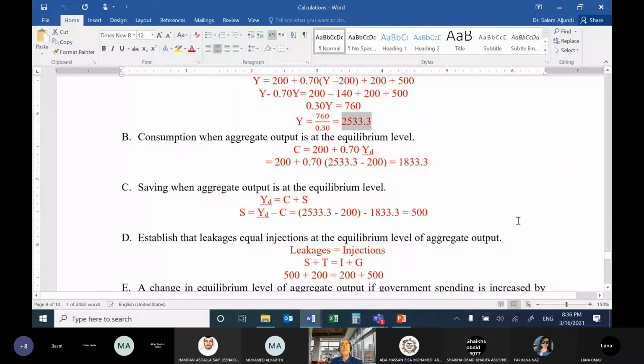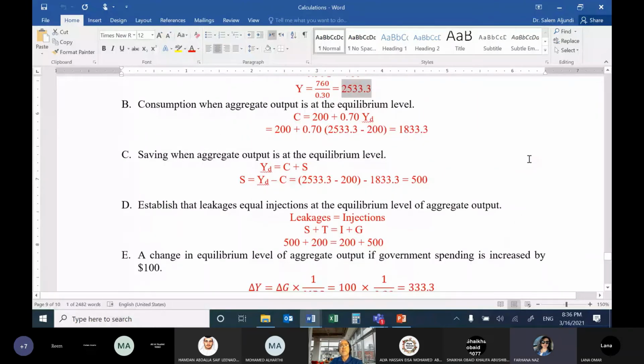Farhane. B. Consumption when aggregate output is at the equilibrium level. Okay, this is the consumption function from the equation. YD equals Y, which we calculated before, minus taxes, which is 200. So we can calculate it. So this is the value of consumption.